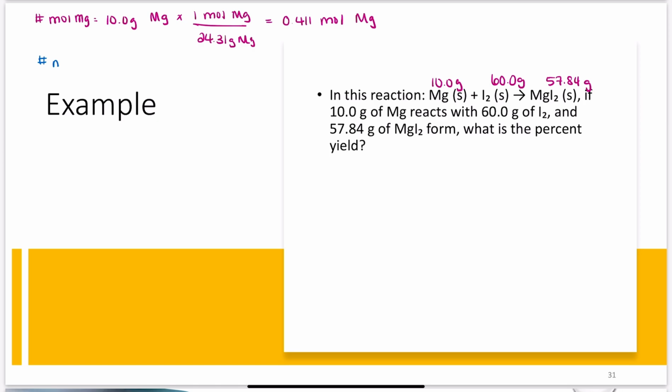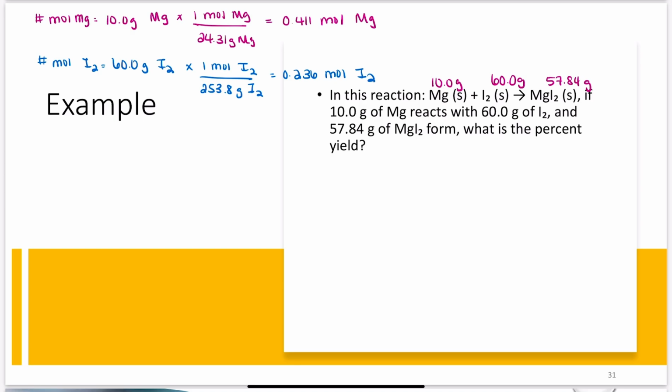Number of moles of I2: 60.0 grams of I2. 1 mole of I2 is 253.8 grams of I2. Again, it is 2 iodine, so I have to take the mass off the table, which is like 126.9, I think. I'm doing this by memory, I apologize. And multiply that by 2 to get the mass. Calculate this out, and I get a value of 0.236 moles of I2.